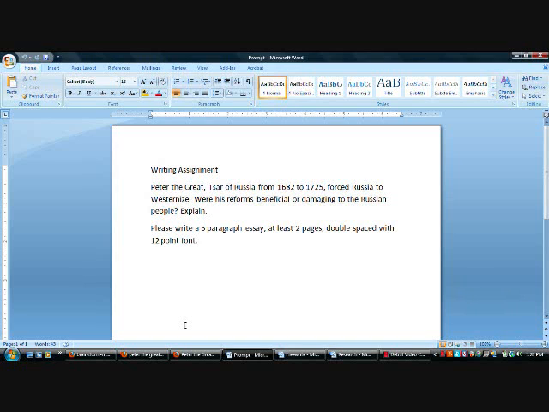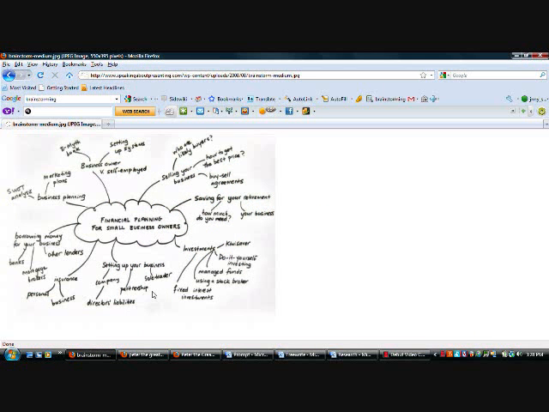So once we have an idea of what we are to write about, it's time to start with our pre-writing. And there are many ways to do the pre-writing. The most common are mapping or brainstorming and free writing. And I have an example here of what brainstorming looks like. This is obviously on a different topic, but you get the idea.